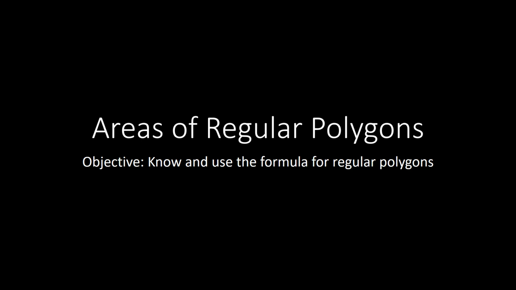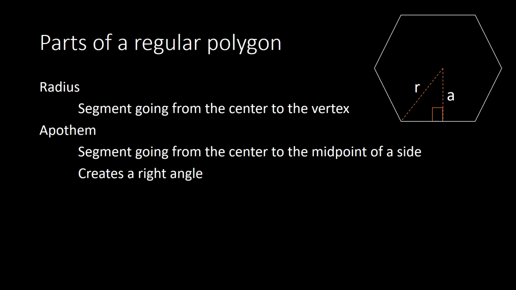In this lesson, you will know and use the formula for regular polygons. Now remember, with a regular polygon, by definition, we have a polygon that is both equilateral and equiangular. Or in other words, every side length will be the same, and every interior angle measure would also be the same. Now with a regular polygon, there are parts of the polygon that you need to be familiar with.